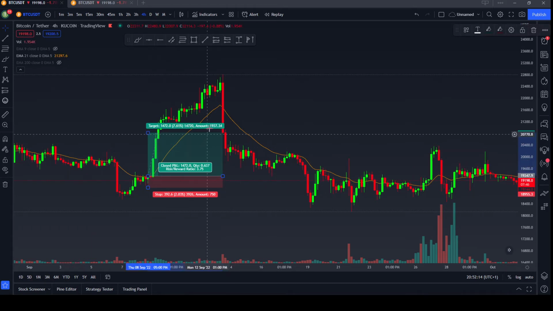Very nice target. Yeah, you could argue that you missed all of this. Fair point. But if you're just playing the strategy like this, you'd still be in a nice risk to reward ratio of 3.7 and a 7.6% move with a 1,472 point profit.